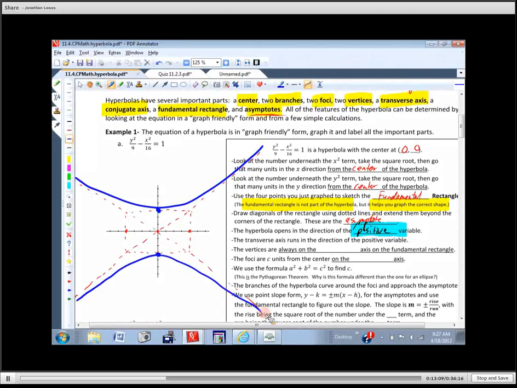So at this point, we've graphed the hyperbola. We haven't labeled all of the important parts on the hyperbola. Okay? So the transverse axis always runs in the direction of the positive variable. So this is the transverse axis right here. So I'm going to make this a dotted line. It's called the transverse axis because it cuts across both branches. The vertices are always on the transverse axis on the fundamental rectangle. Okay, we already mentioned where you can find them. This is a vertex and this is a vertex. They're always on the transverse axis.